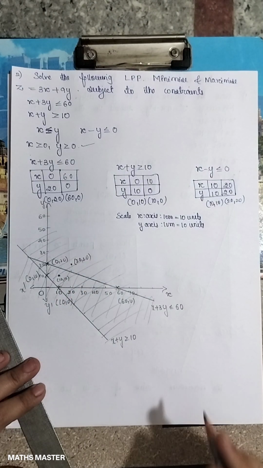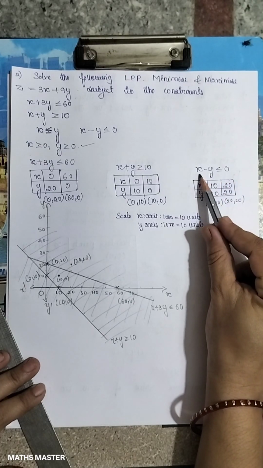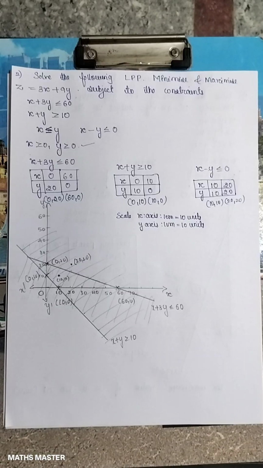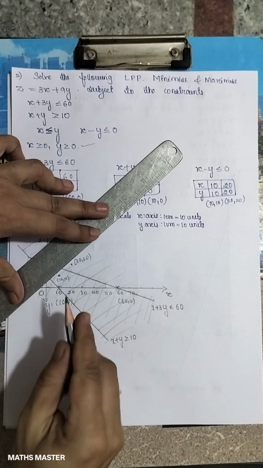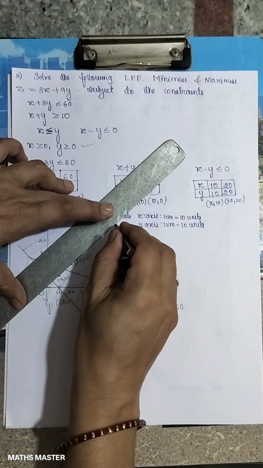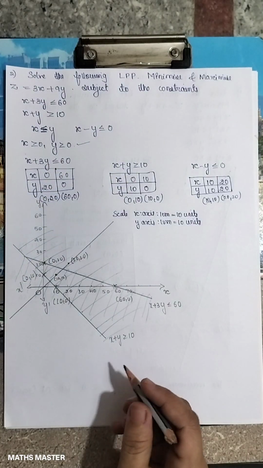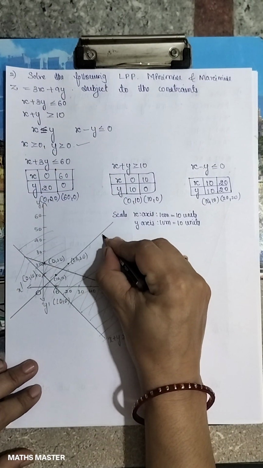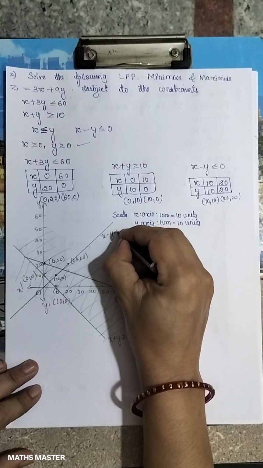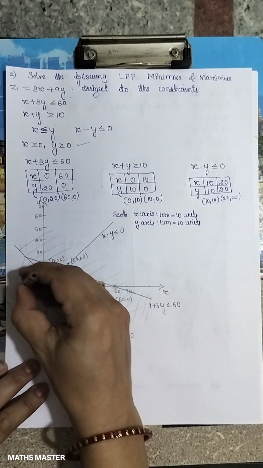As I was telling, this type of inequalities will pass through the origin. X is 0, then y is also 0. So now we have to join these 2 points in such a way that it will pass through the origin. So I'm joining these 2 points passing through the origin. Now write down the name of this constraint, that is x minus y less than or equal to 0. Less than means towards the left side of that line, so I'm just shading this.